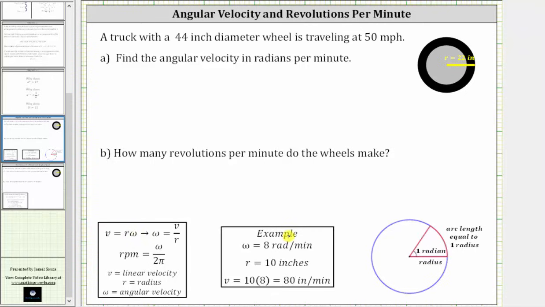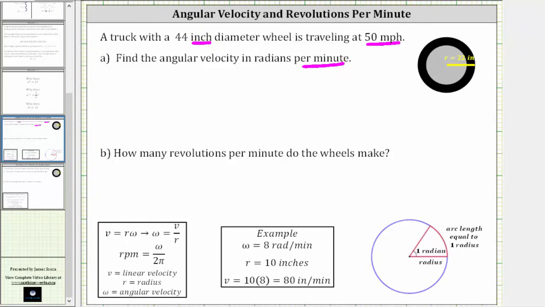As an example, if the angular velocity is 8 radians per minute, again, each radian of rotation, the wheel would travel a linear distance of 1 radius, and therefore if the radius is 10 inches, the linear velocity is equal to 10 times 8, or 80 inches per minute. So now going back to our example, we are given the linear velocity of 50 miles per hour, but before we find the angular velocity, we will have to convert 50 miles per hour into inches per minute.